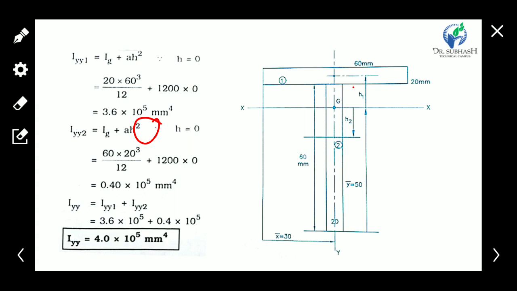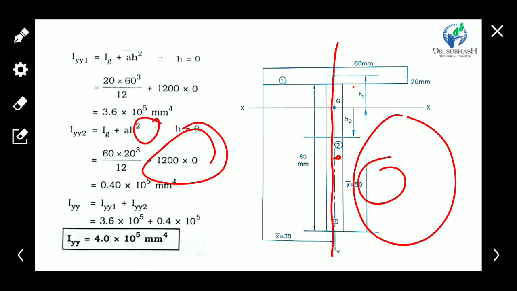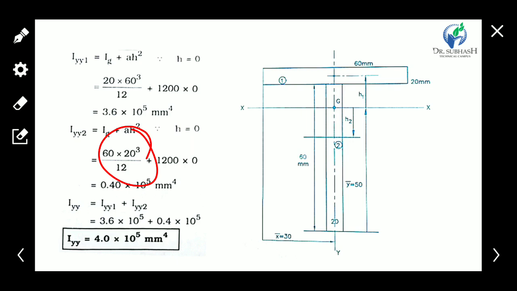Now h, distance of Cg from the total Cg's vertical axis, it's 0. So h square value is 0. So only Ig is there, and we can get the value of Iy2. It's the moment of inertia of element 2 about the vertical axis passing through this point G, the total center of gravity of the compound section. Okay, now total inertia about y axis is defined by the summation of all elements' inertia, and it's 4.0 into 10 raised to 5 mm raised to 4.